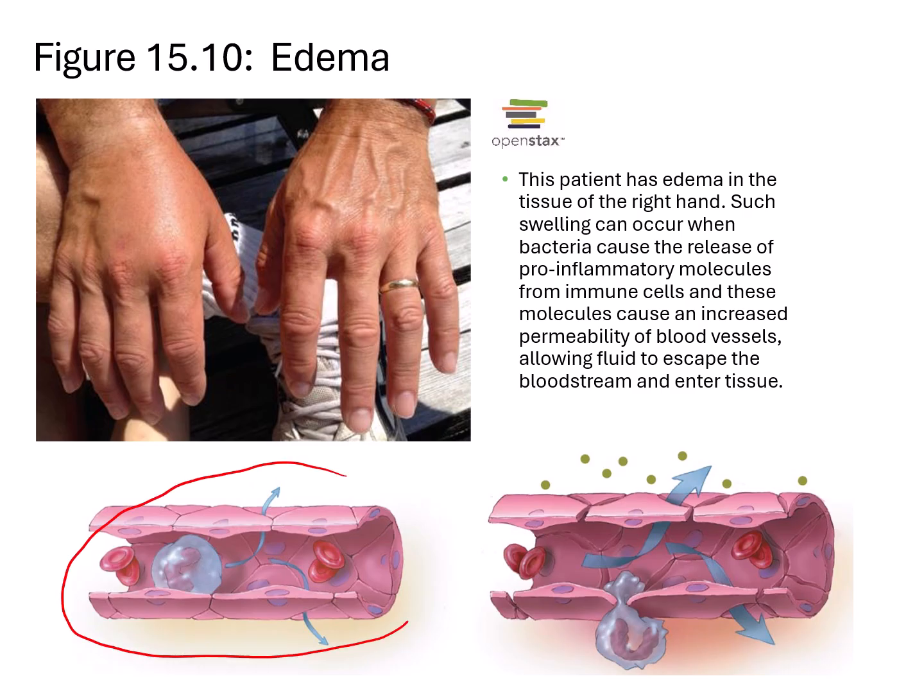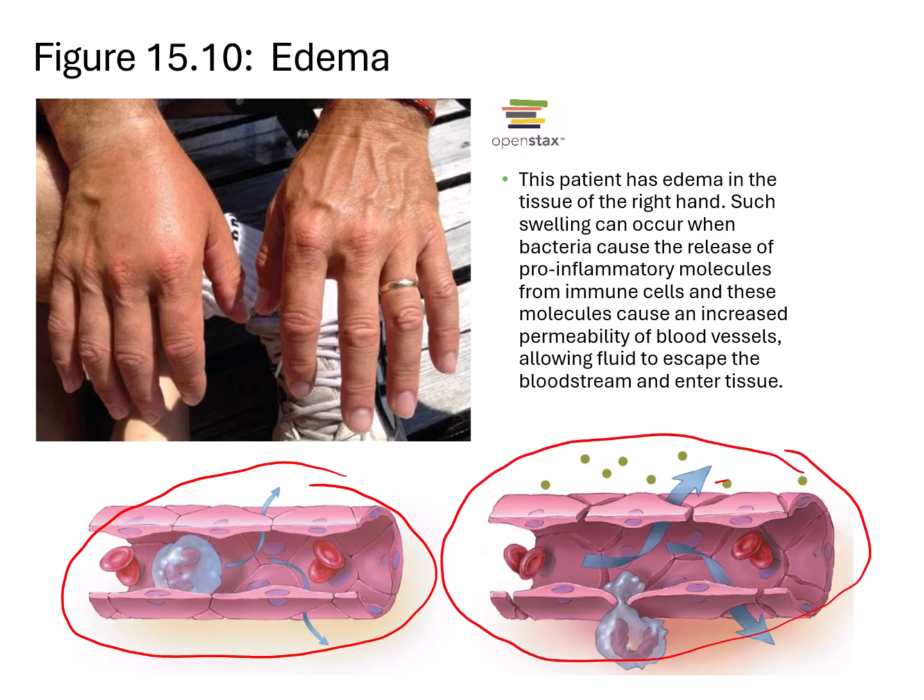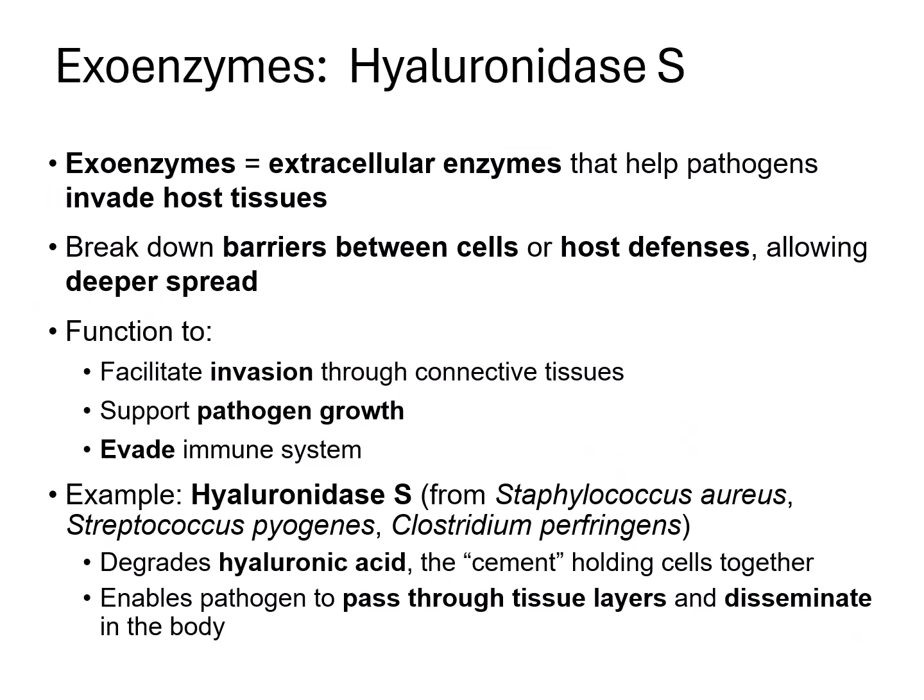So here's the normal state of the capillary, and you can see tumor necrosis factor can increase the opening between those endothelial cells, allowing fluid leakage and causing edema and all of those other signs and symptoms as well. Pathogens also secrete exoenzymes. These are enzymes that work outside of cells to help them invade, and they can facilitate invasion through our connective tissues, support the growth of the pathogen, and hide from or evade our immune system.